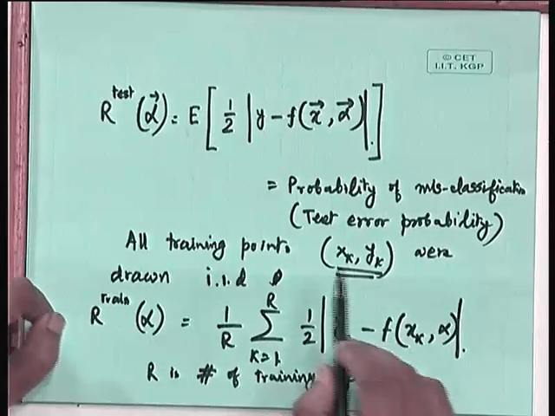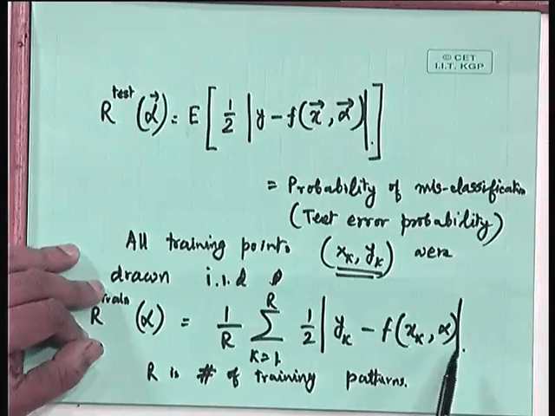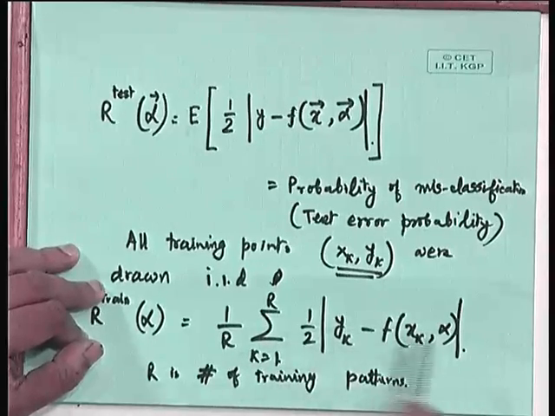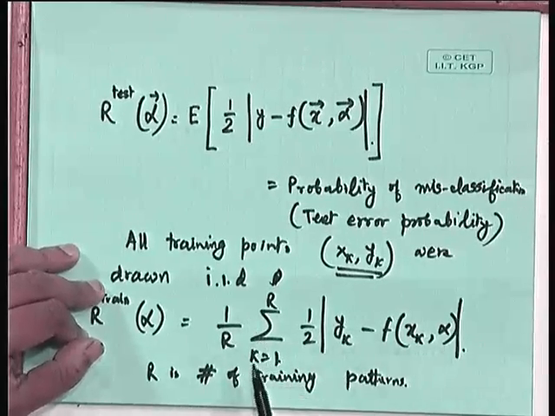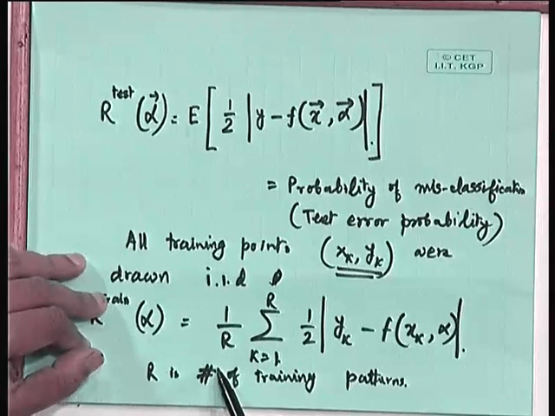So, there is a set of training points xk, yk, where k varies from 1 to r, and I have indicated the quantity here as a summation of half into yk minus this. What does that indicate? Overall, when added up for all the r patterns and divided by r, that will indicate the fraction of training sets which are misclassified.